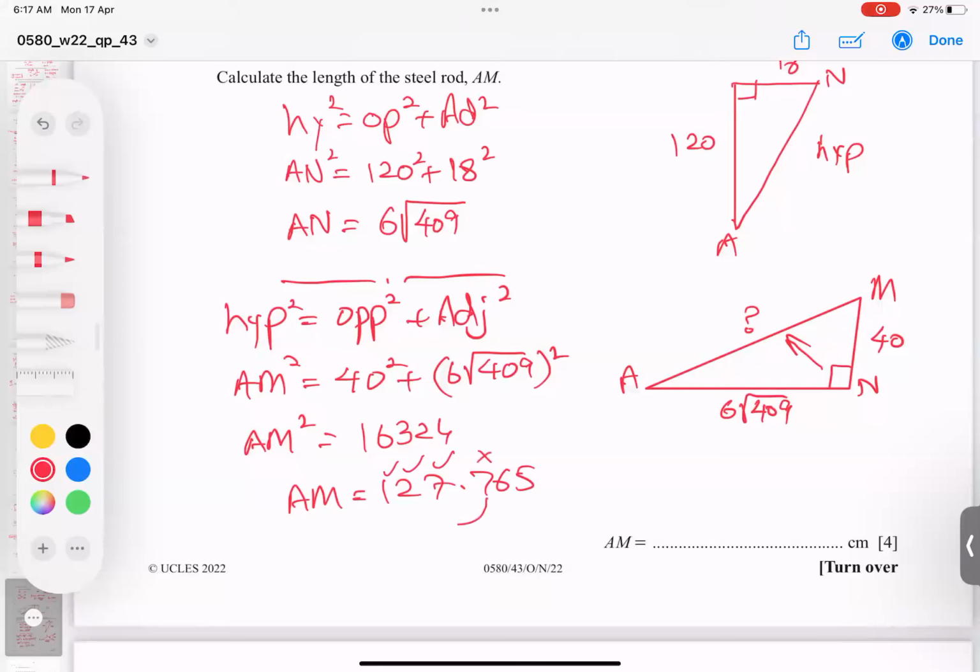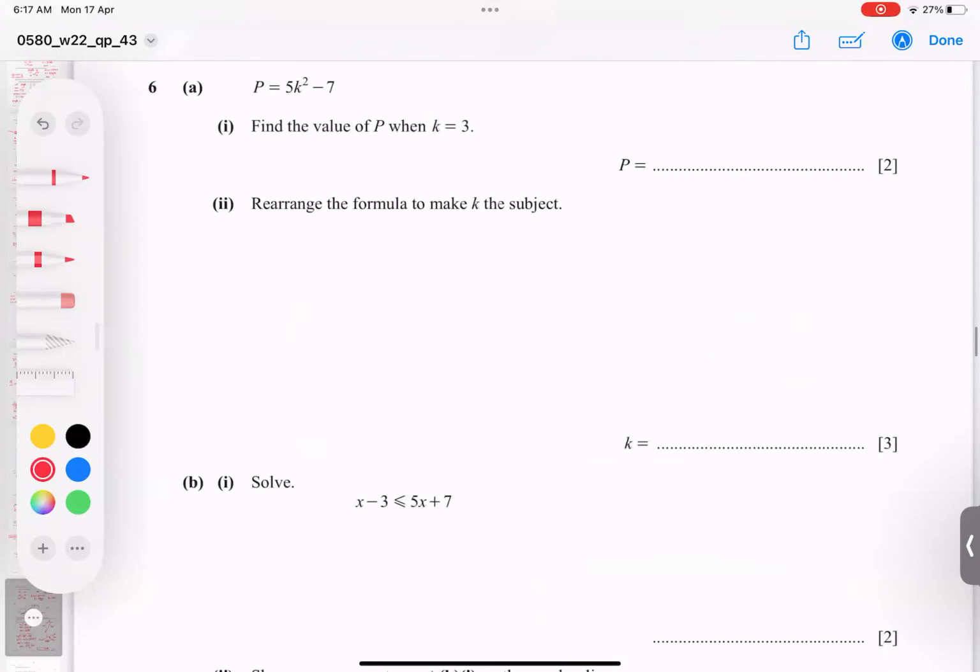I don't want it bigger than 4. Is it bigger than 4? Yes, add. It's 128. So I hope the point is very clear. And now let's go for the next question.